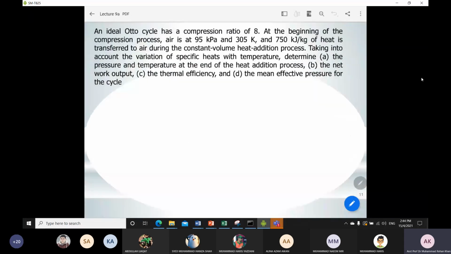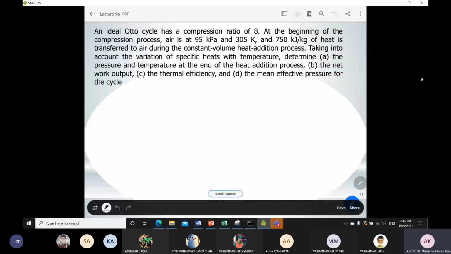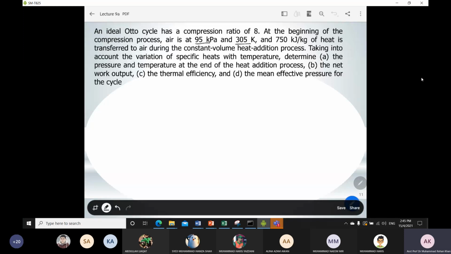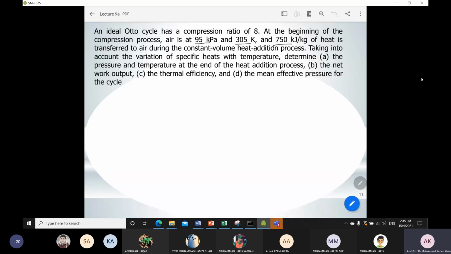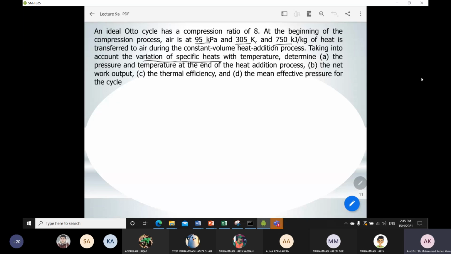Okay, so now coming towards the question which you have to solve. This is a similar question to the one I already solved, the first problem which we solved in this lecture. Here again the pressure and temperature at state 1 are given. So these values are given, which is Qn. Now you have to apply the assumption of variation of specific heat.